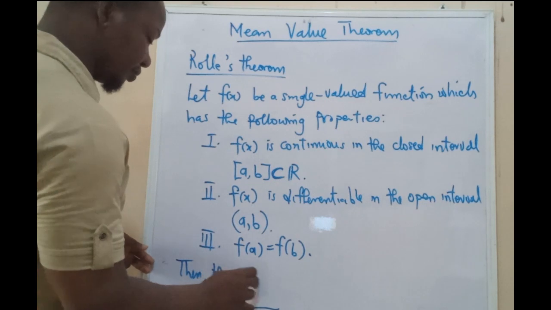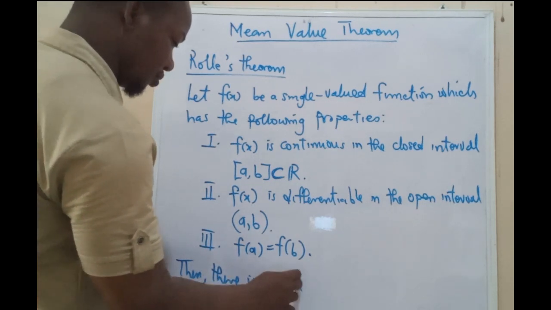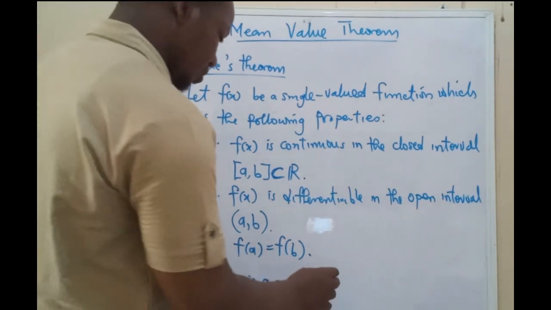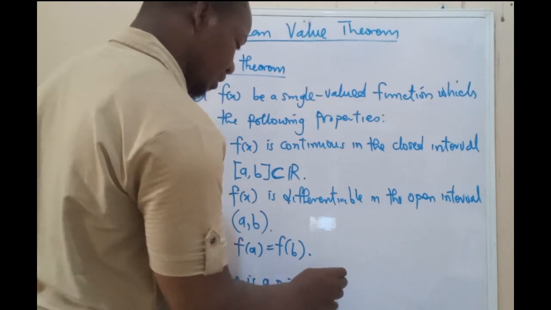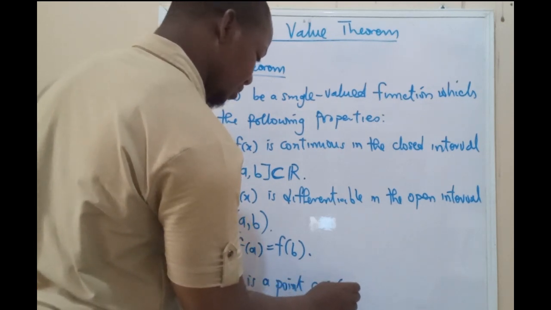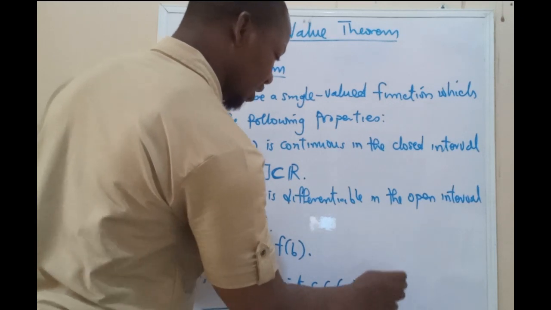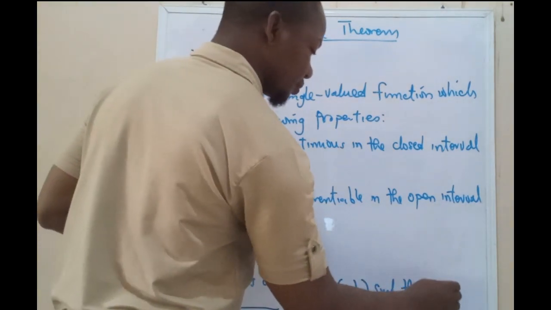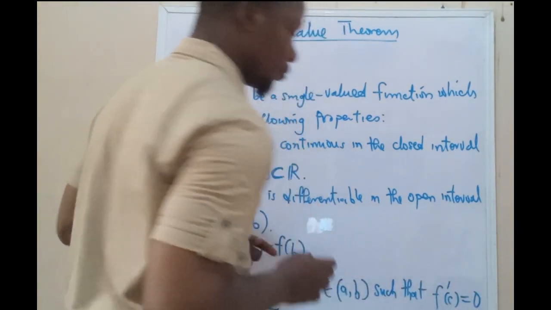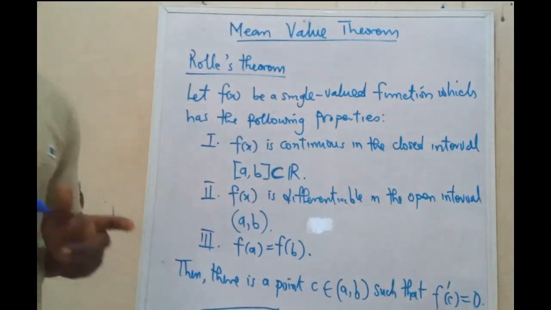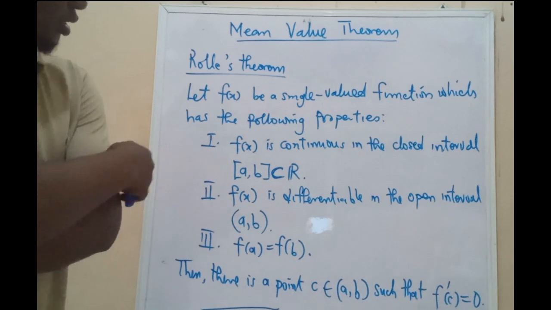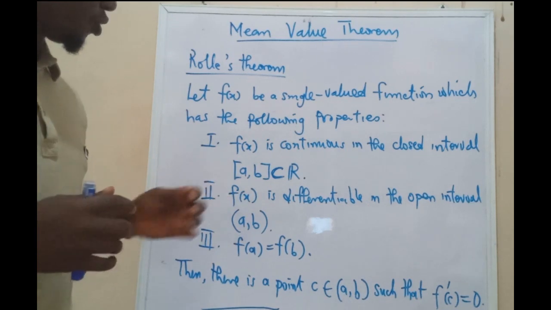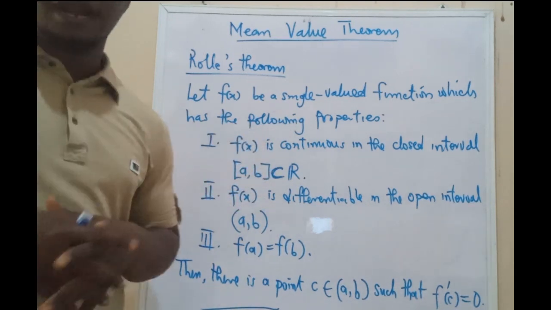Then there is a point c, an intermediary point in this interval, such that the slope of this function at that point is 0. So this is what Rolle's theorem says, and let's quickly look at the behavior of this concept on the graph.